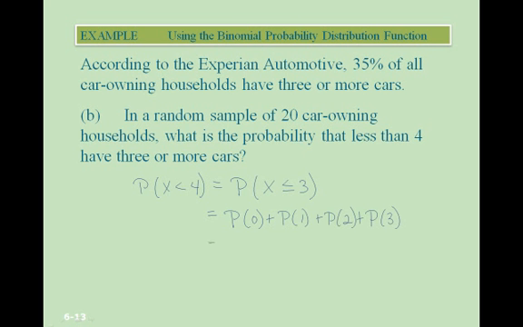So if we calculate these individually, we'll get approximately 0.0001, then plus 0.0020, plus 0.0100, and then plus 0.0323. When we sum those, we'll get approximately 0.0444.